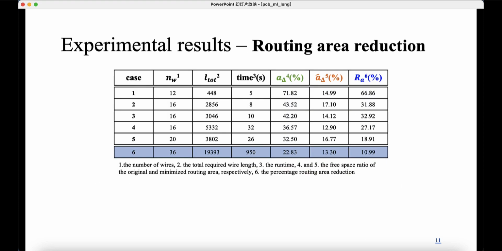In the following, we investigate the performance of the along-the-edge routing model and our length compensation technique using 6 layout designs as test cases.